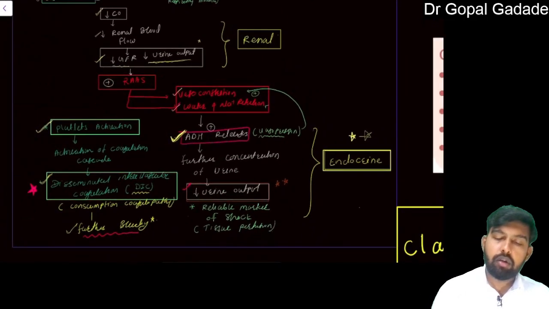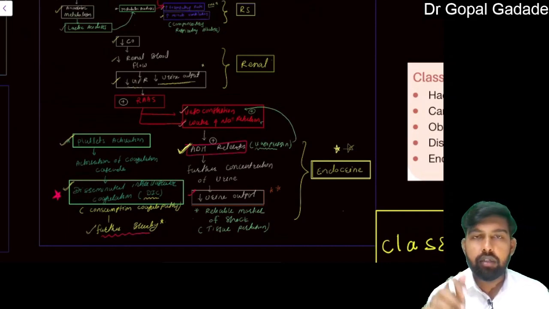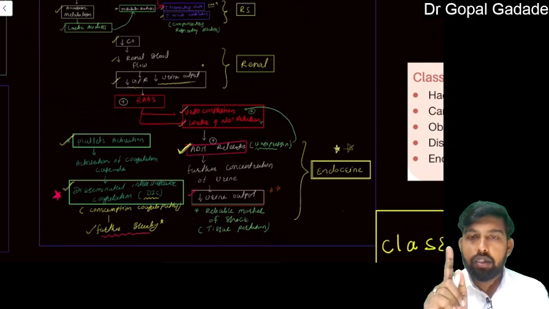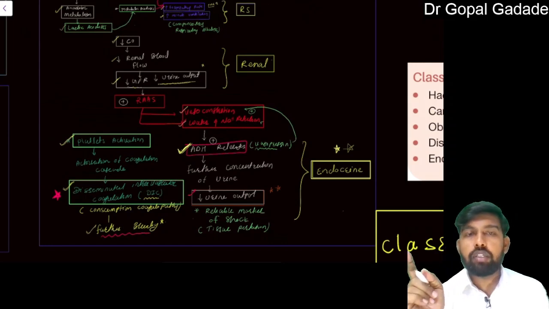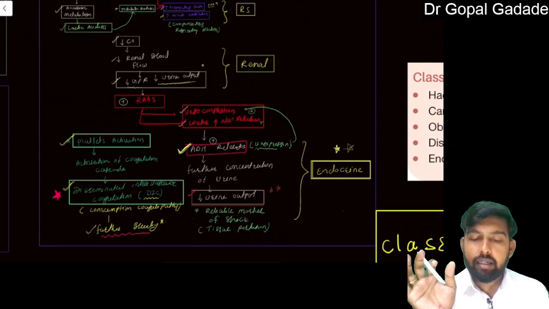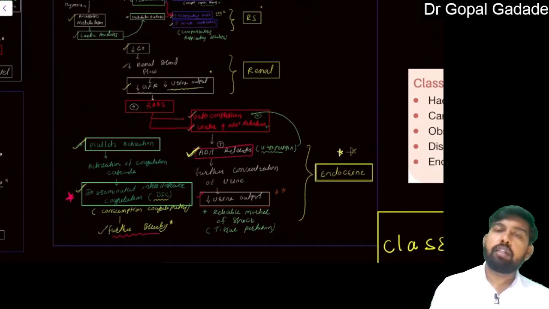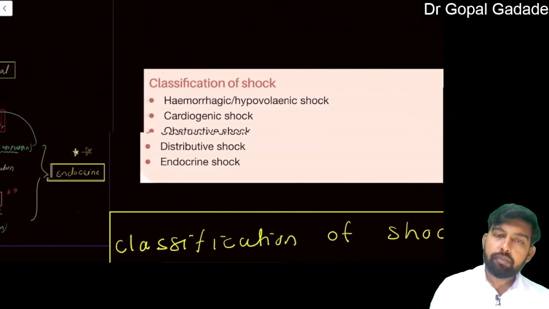So this is all about the systemic manifestation of the shock. Up to this, we have learned about the pathophysiology at the cellular level, the microvascular level, and the various systems. So let's see the different types of shock.